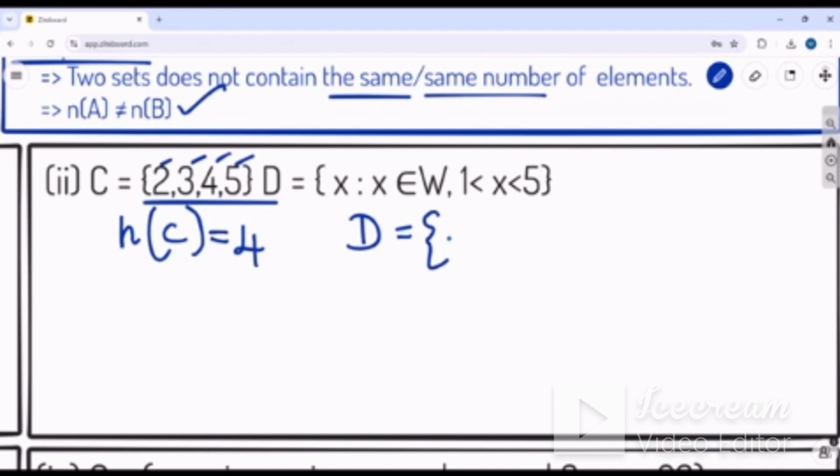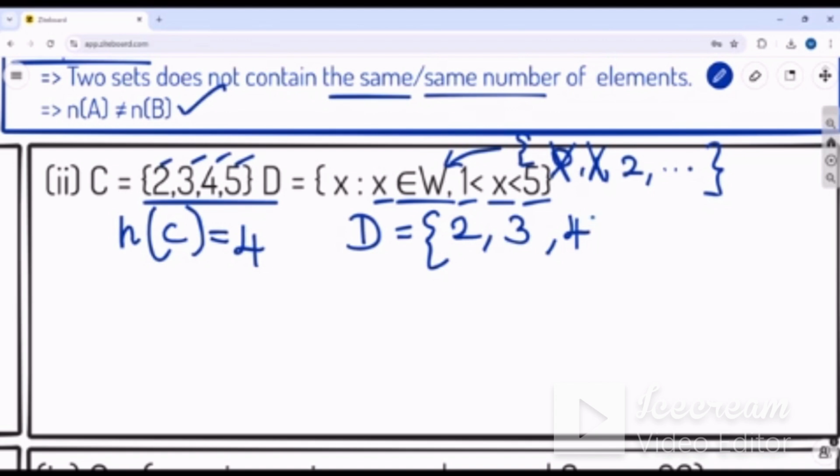So D is equal to the set of all x such that x belongs to W. What is W? Whole numbers. Whole numbers start with 0, 1, 2 and go on like that. But there is another condition that x should be greater than 1 and less than 5. So we can't take 0 and also we can't take 1. We don't have the greater than or equal to symbol. So we have to start with 2, 3 and 4. Can we include 5? No, we can't because the less than or equal to symbol is also not there. So let's stop here.